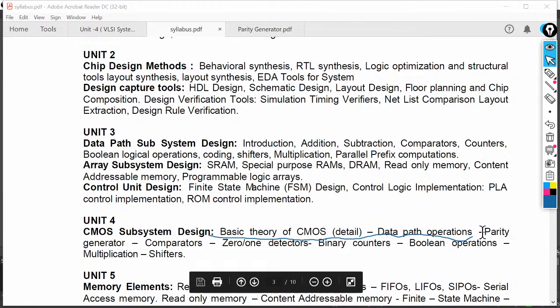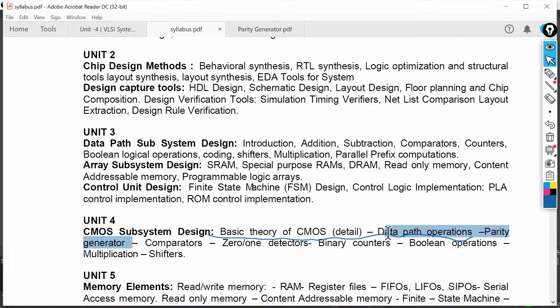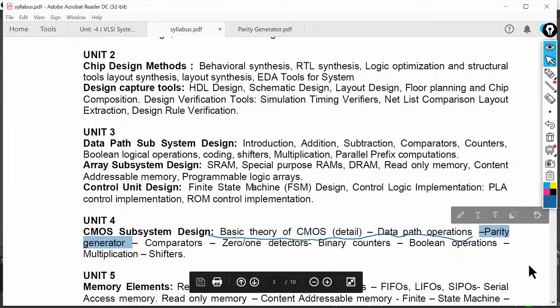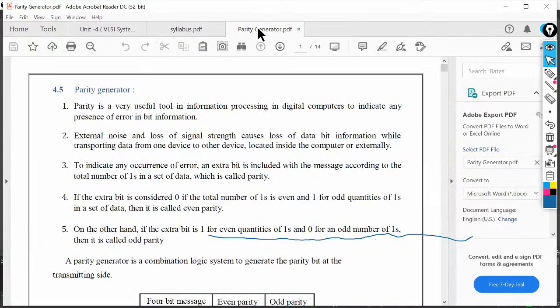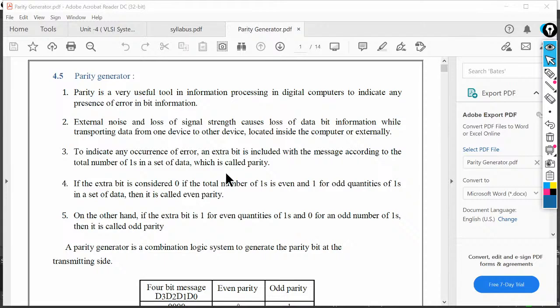Now in this lecture we will discuss the second topic of this unit, that is the parity generator circuit. So before starting this topic, first we have to understand what is the meaning of parity generator. We can easily understand this topic by using this theoretical portion. A parity generator is a combinational circuit that is used to check the parity that is transmitted from the transmitter end.